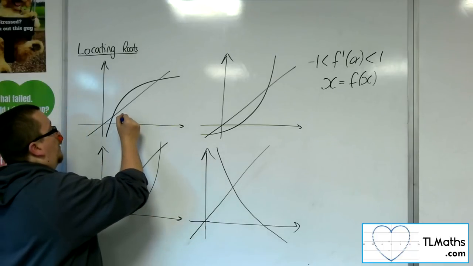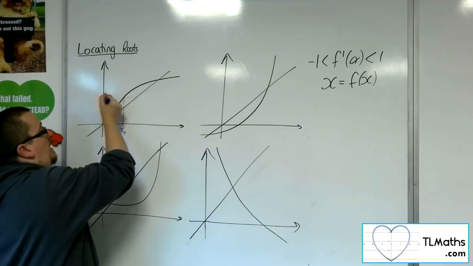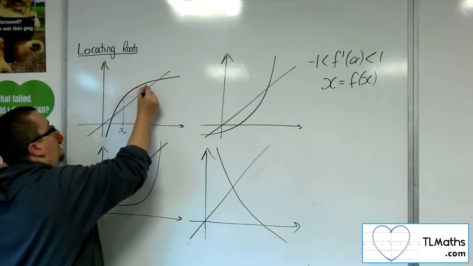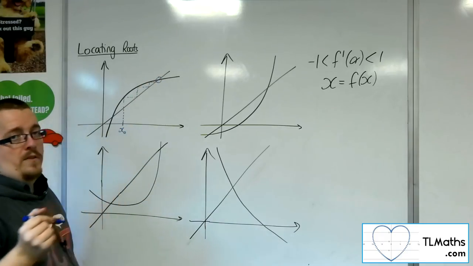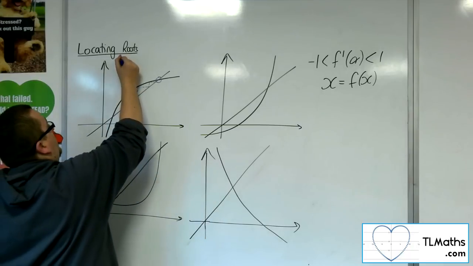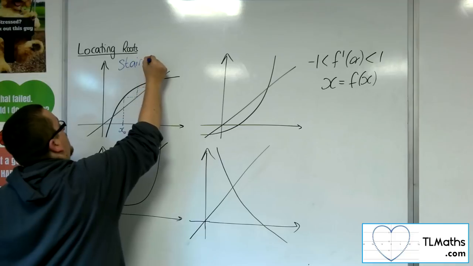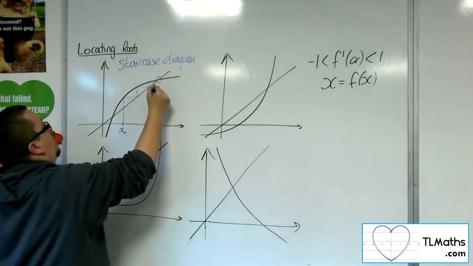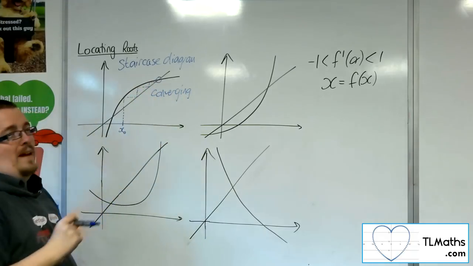So you go up to the curve, then to the right to the line, so you're going either left or right to wherever the line is. Curve, line, curve, line, curve, line. And so we are homing in on that point there. So this is a staircase, because it makes that staircase motion. Staircase diagram. And we are converging upon that point.